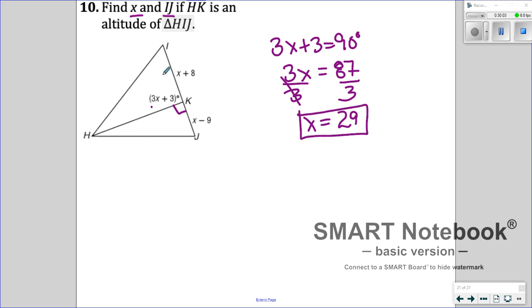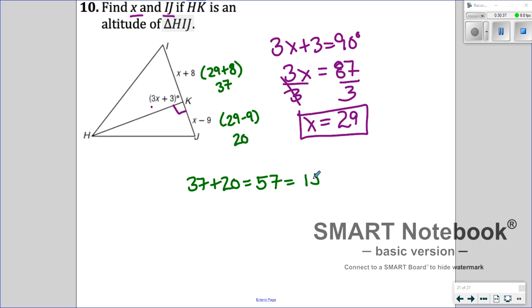The next thing we need to find is ij. That's the whole bottom of that triangle. So I'm going to use green, and all I need to do is plug in my x to each of them. So this one will be 29 plus 8, and then this one will be 29 minus 9. So I'm going to add these two, so that'll be 37 for this one, and then this one will be 20. So when I add those two, that will give me 57 for segment ij.